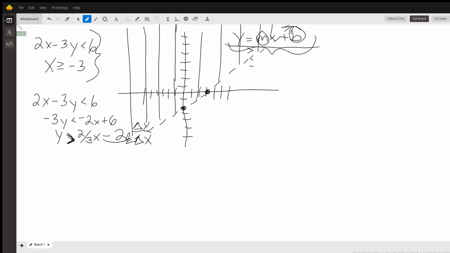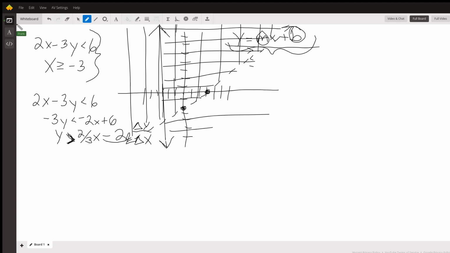Then the second one says x greater than or equal to negative 3. Here's x equals negative 3. This line, I guess this one I can use a line. Do the best I can. And it looks like that. And greater than or equal to, we'll shade it this way. So let me change the color.